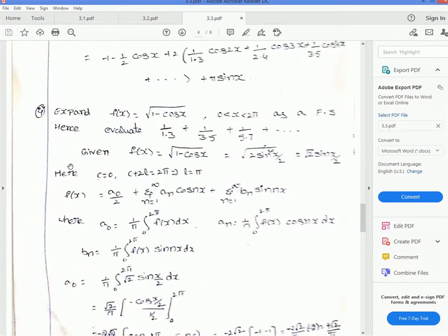So next question: expand f(x) = square root of (1 - cos x) in the interval 0 to 2π as a Fourier series. Hence evaluate 1/(1·3) + 1/(3·5) + 1/(5·7) and so on.